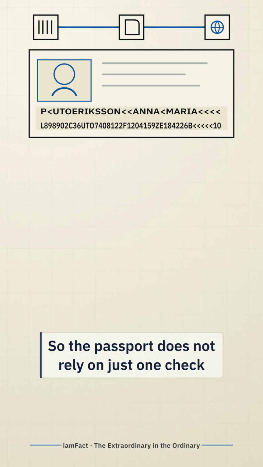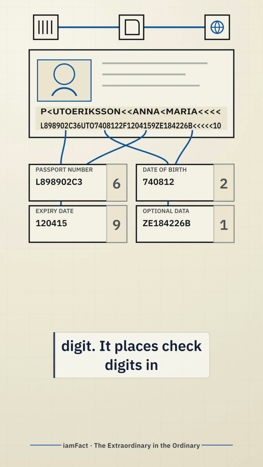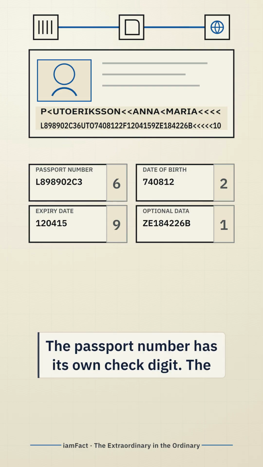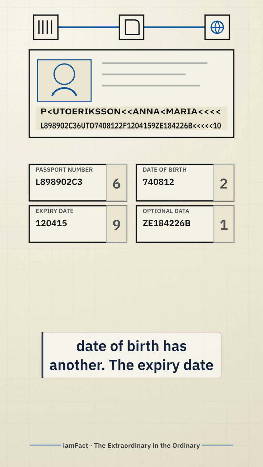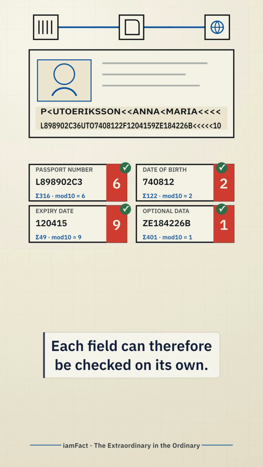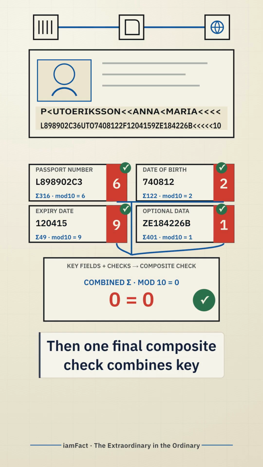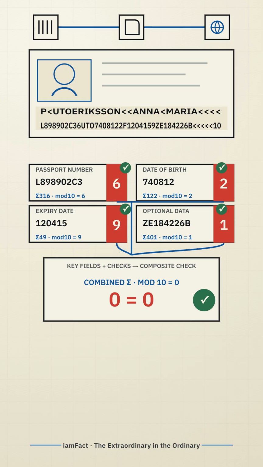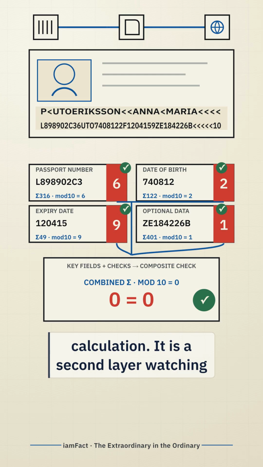So the passport does not rely on just one check digit. It places check digits in several locations. The passport number has its own check digit. The date of birth has another. The expiry date has another. Each field can therefore be checked on its own. Then one final composite check combines key fields and their check digits in one more calculation. It is a second layer watching over the first layer.